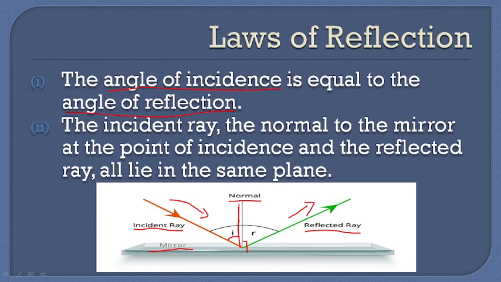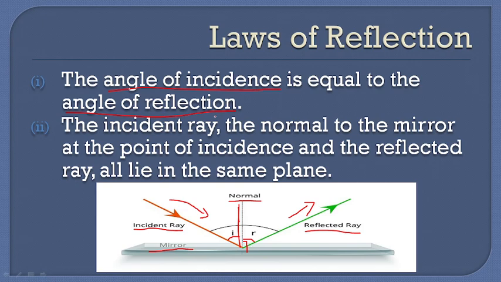In the same way, the reflected ray, the ray coming out after reflection, makes an angle with the normal, and that is known as the angle of reflection. This angle is denoted by small r. So now you are clear what is the incident ray, the reflected ray, the normal, the angle of incidence, and the angle of reflection. These are some of the terms related to the reflection of light.